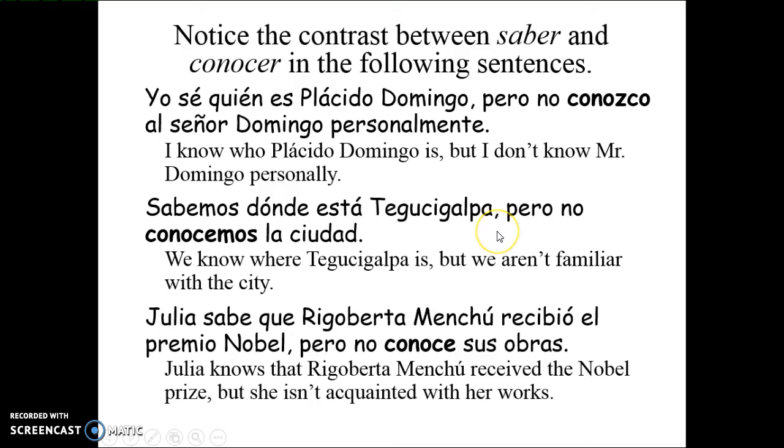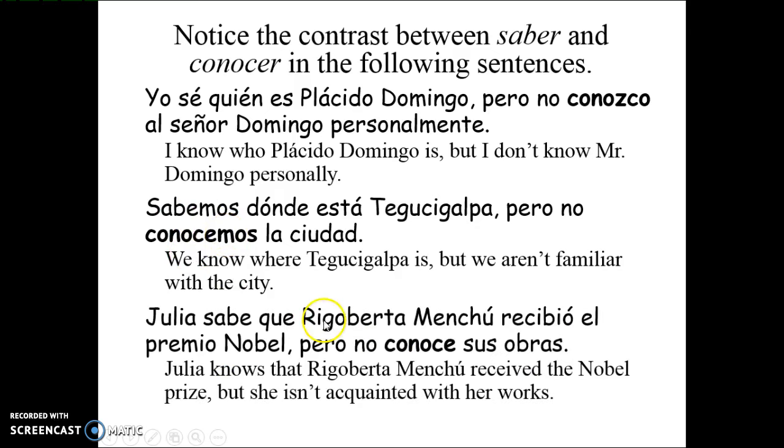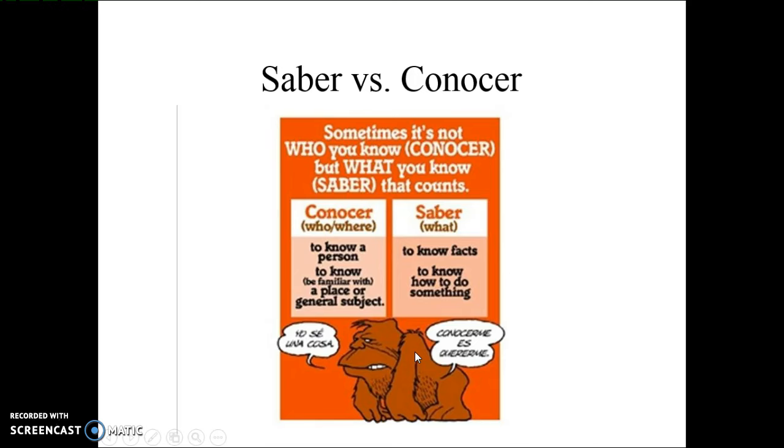Sabemos dónde está Tegucigalpa, pero no conocemos la ciudad. We know where Tegucigalpa is, but we aren't familiar with the city. So we know, sabemos, where Tegucigalpa is, fact, but we aren't familiar with the city. We don't know it. Conocemos. Julia sabe que Rigoberta Menchú recibió el premio Nobel, pero no conoce sus obras. Julia knows that Rigoberta Menchú received the Nobel Prize, but she isn't acquainted with her works. So I know that she received the prize, fact, but I really don't know her works. Not familiar with them.